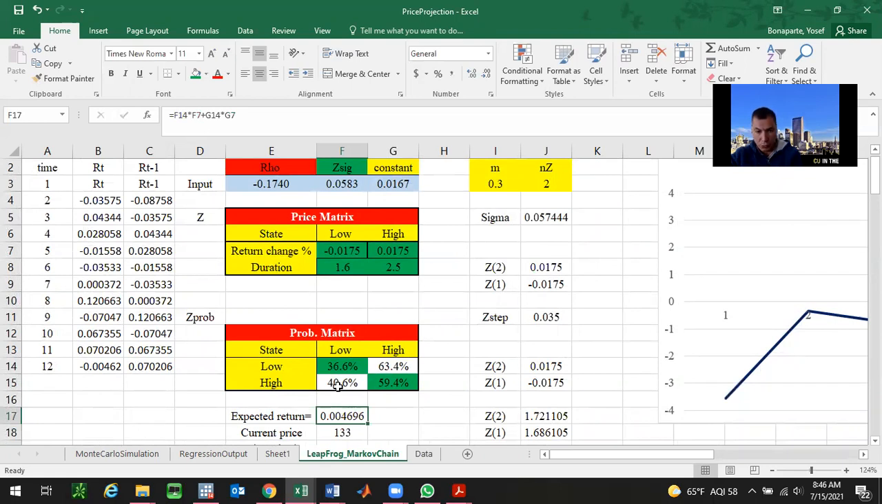You're going to take the high to low at 40%. So there's a 40% chance I'm going to low. And then plus high to high, 59.4%, multiplied by that. So if you are in the high, then you're not going to take F14. You take F15. That 14 will be 15, and the G14 becomes the G15.